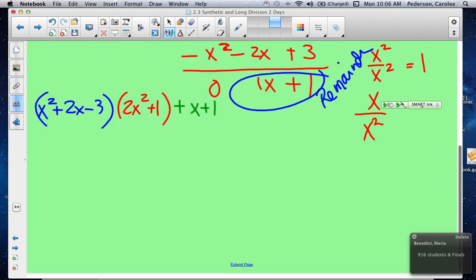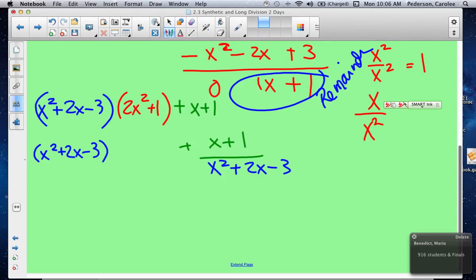Or another way they write this piece right here is they'll go x plus 1 over what you were dividing by, x squared plus 2x minus 3. So either one of those would work. So some books write it as the first way, some write it as the second way. That's how you write your remainder. Are you confident in your long division skills now?